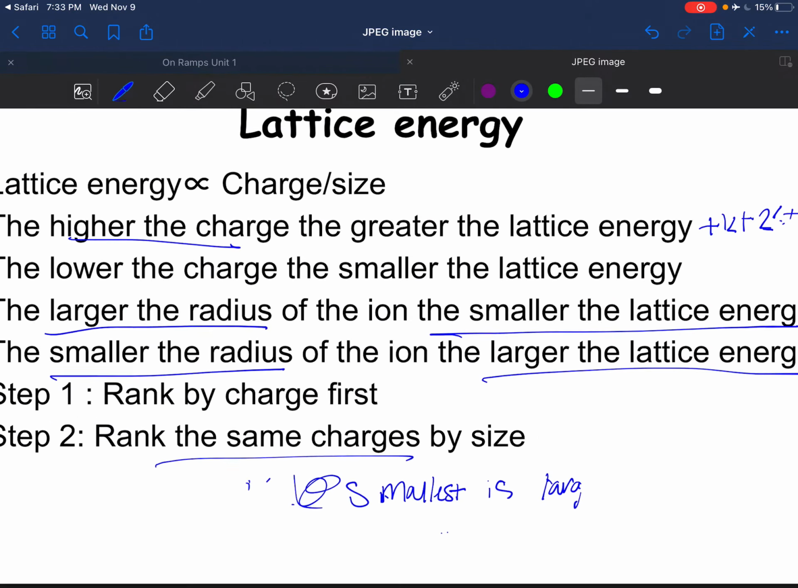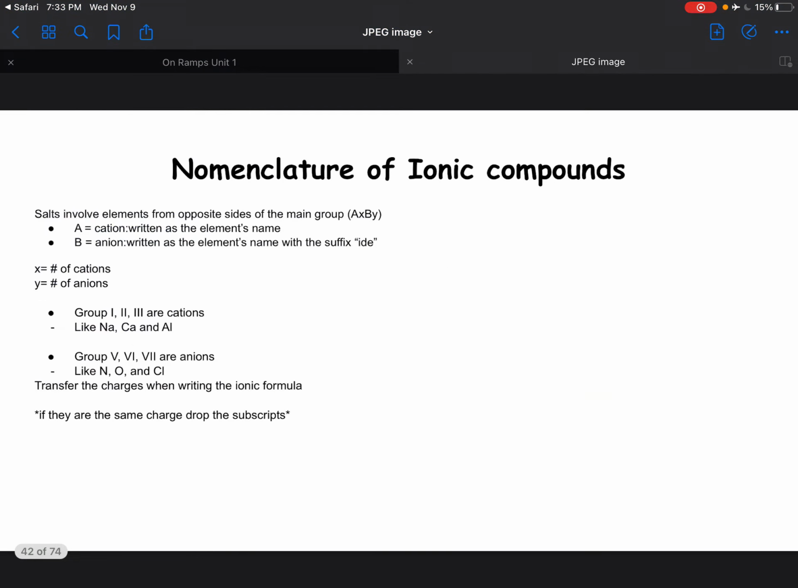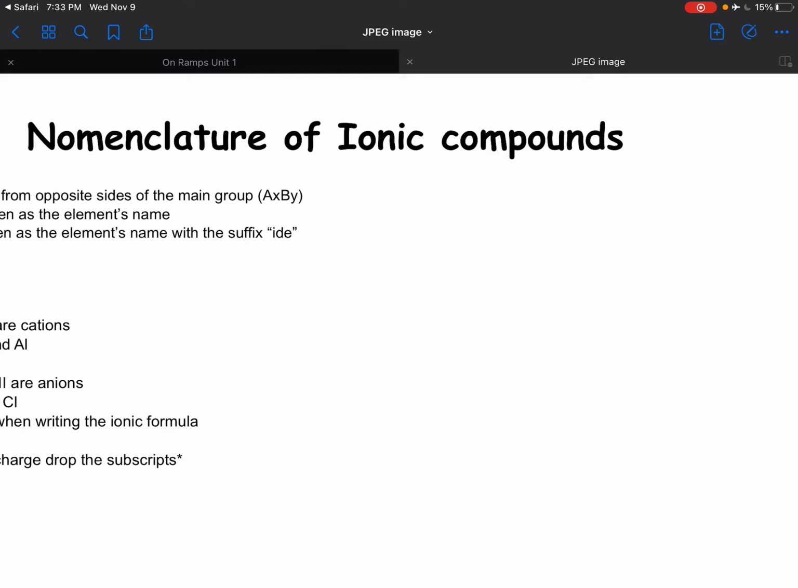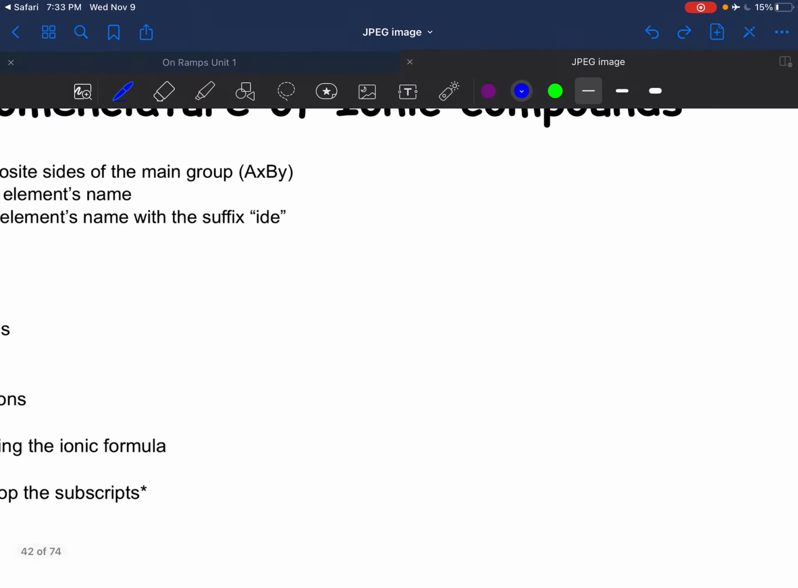The smaller one you want to have a higher charge density and higher lattice energy. And again, you're going to have to name an ionic compound. An ionic compound is between a metal and a non-metal.